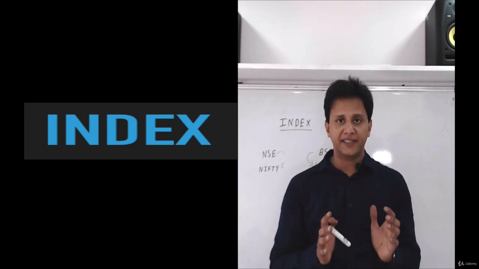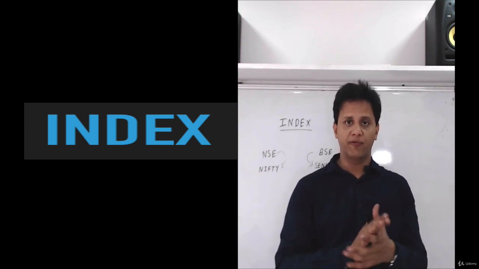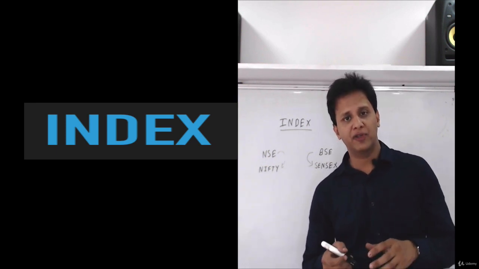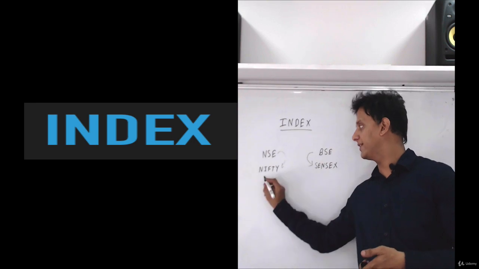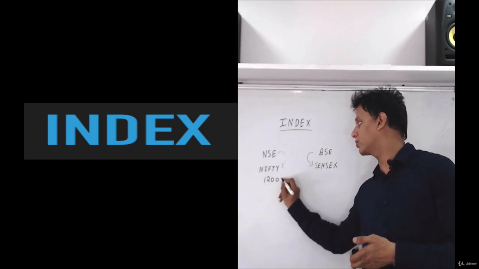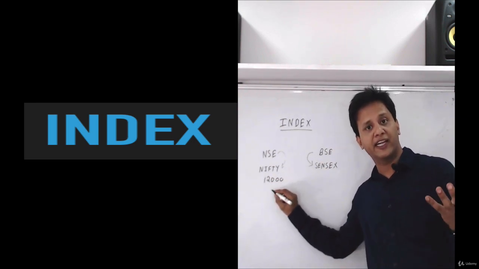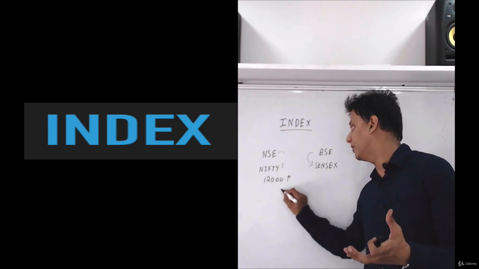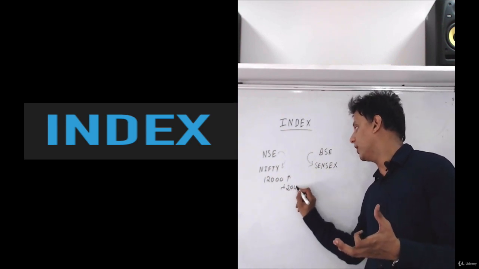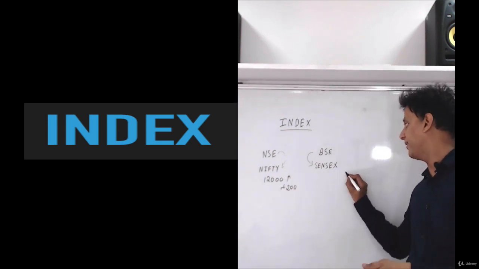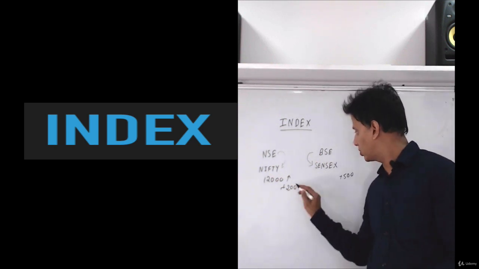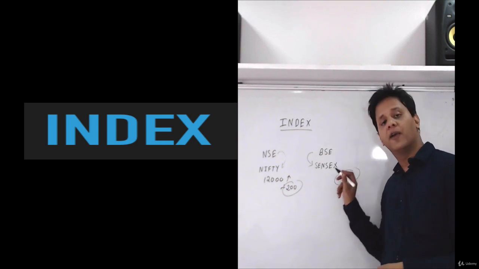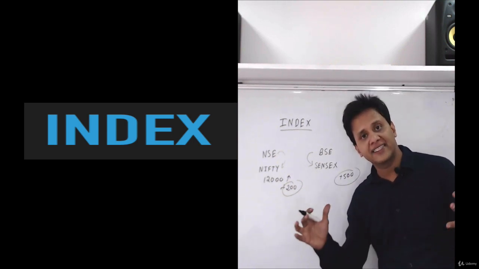Now let's understand how this Sensex works and what it means when you say the Sensex gained 200 points today. Say the Nifty is at somewhere around 12,000 and by evening we get the news that the Nifty gained 200 points today or Sensex gained 500 points today. What does it mean? What is this 200 points and what is this 500 points in the Sensex counting?